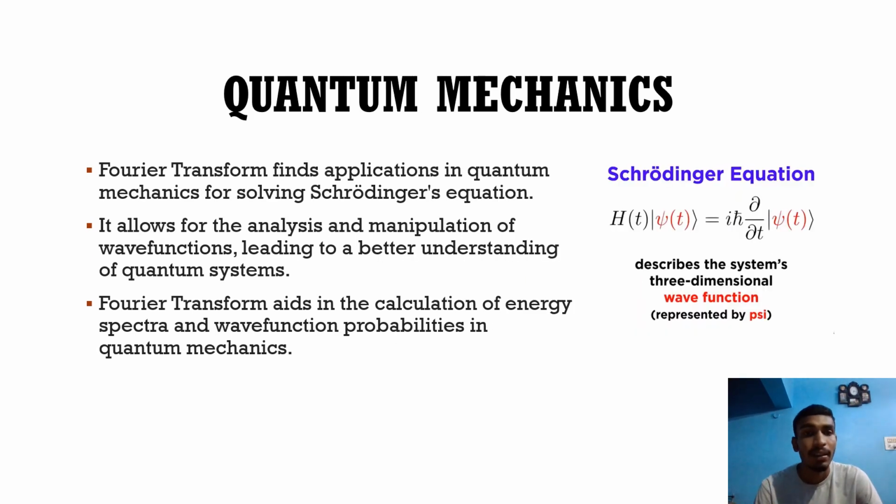Quantum mechanics. Fourier transforms find applications in quantum mechanics for solving Schrödinger's equation. It allows for the analysis and manipulation of wave functions, leading to a better understanding of quantum systems. Fourier transform aids in the calculation of energy spectra and wave function probabilities in quantum mechanics.